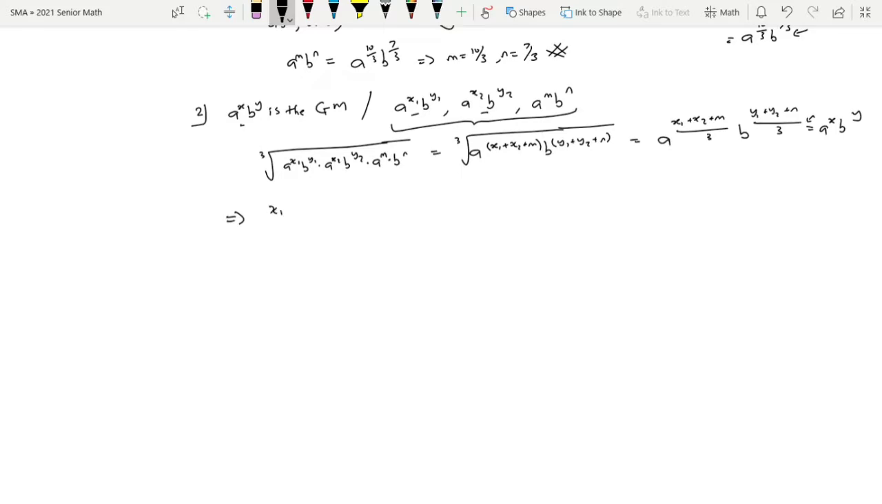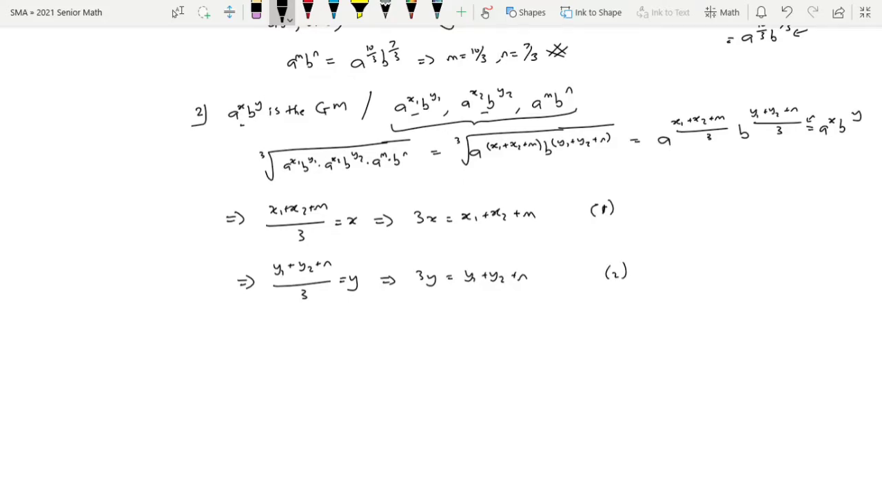So that means that (x1 plus x2 plus m) over 3 is equal to x, which means that 3x is equal to x1 plus x2 plus m. So call this equation 1, right? And then from the exponent of y, we have that (y1 plus y2 plus n) over 3 is equal to y, which implies that 3y is equal to y1 plus y2 plus n. And we'll call this equation 2 now.